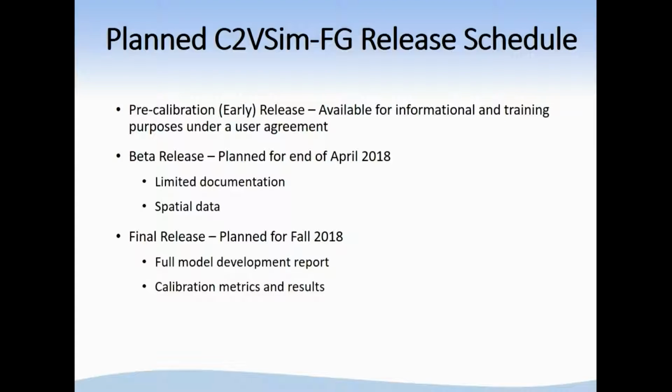So that's available. Our goal is to have a beta release towards the end of this year, with limited documentation, and the GIS files will also be available. I mean, the whole data files will be available, but the GIS files too. I'm hearing that there's quite a bit of interest from GSAs in getting the GIS files so that they can poke around. And our expectation is that our final release will be towards the end of 2018, fall 2018, with full documentation as well as the calibration metrics and results.